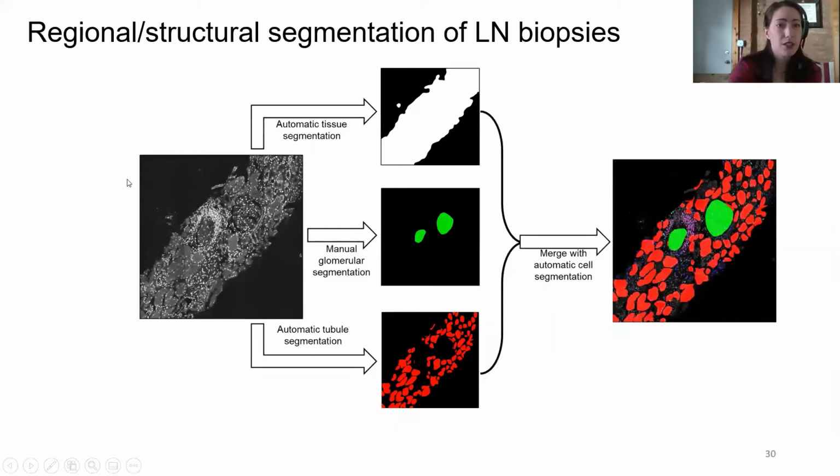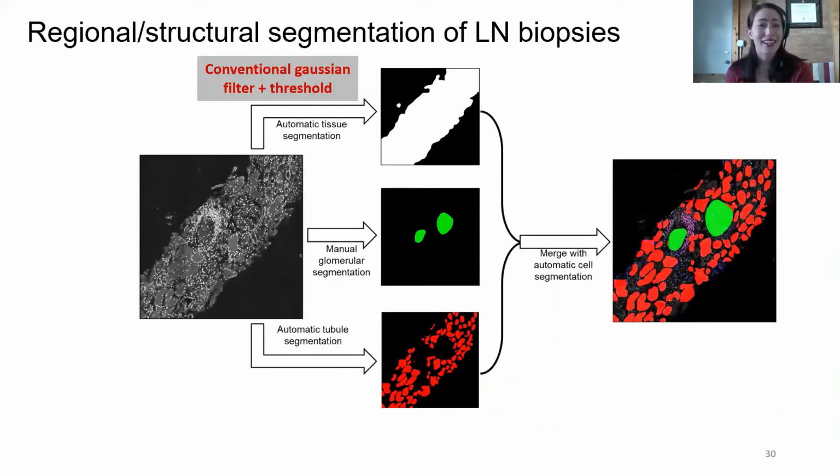So next we move on to the regional and structural segmentation. So we also want to know where these networks are relative to the structures that they might be destroying. So if these infiltrates are responsible for destroying kidney function, what are they destroying, and where do the dangerous neighborhoods reside?